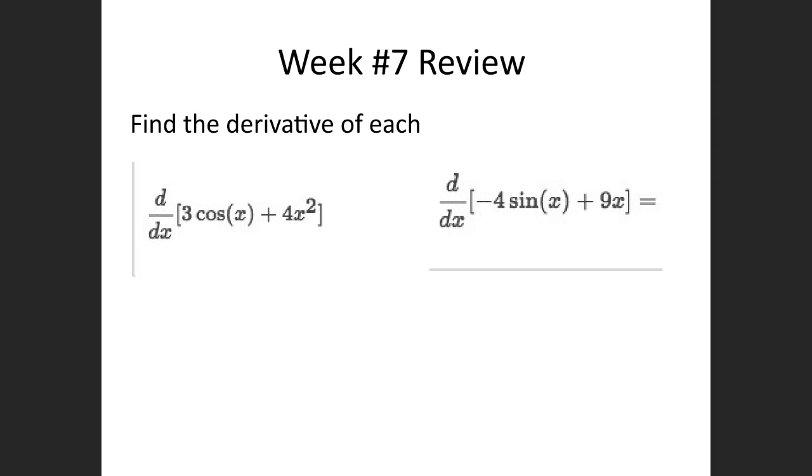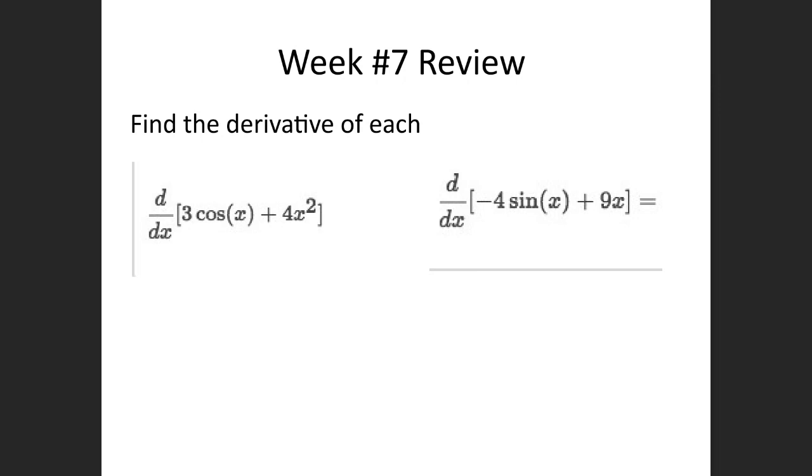See what you guys get there. All right, negative 3 sine of x plus 8x is correct.